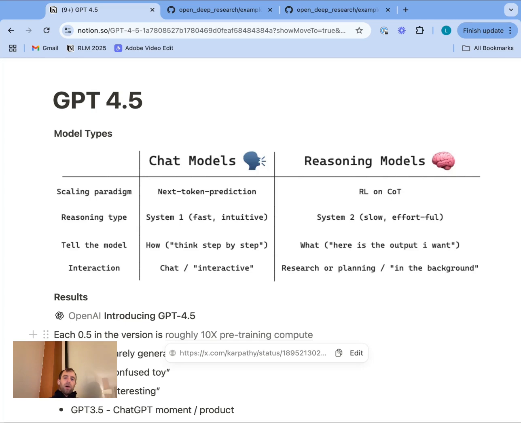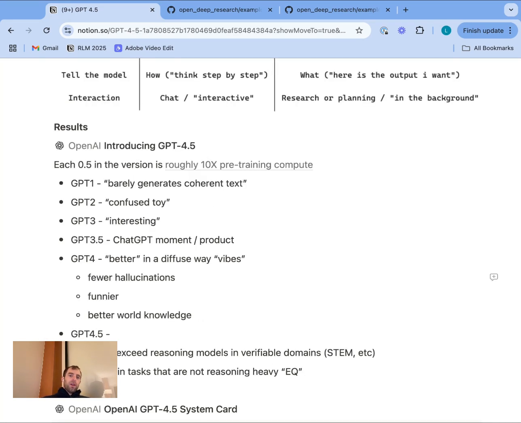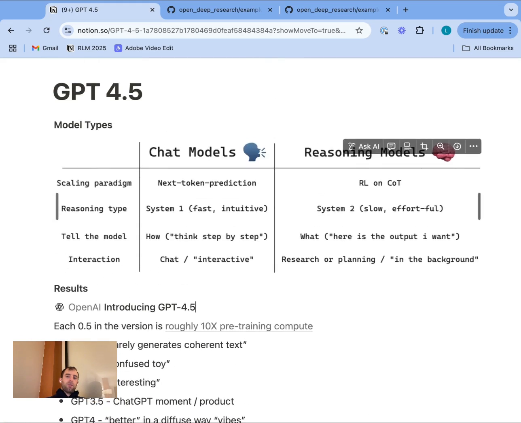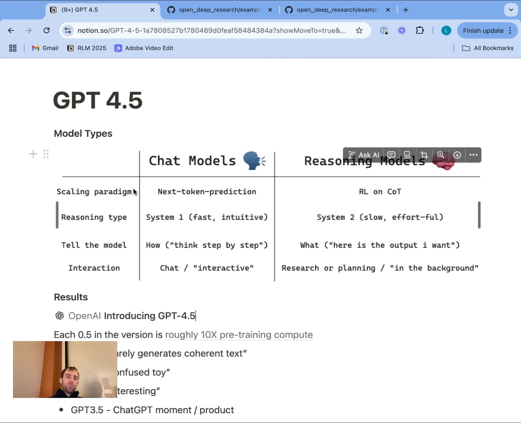Now, this differs from reasoning models, which are trained using a different paradigm, reinforcement learning on chain of thought. You can think of this more as system two thinking, and it often excels in tasks that are a bit longer running, like research planning, and in particular, STEM tasks that have verifiable results that can be post-trained using reinforcement learning. An interesting way to look at this model is that each increment is roughly a 10x of pre-training compute. And again, when we say pre-training, that means this next-token prediction paradigm.